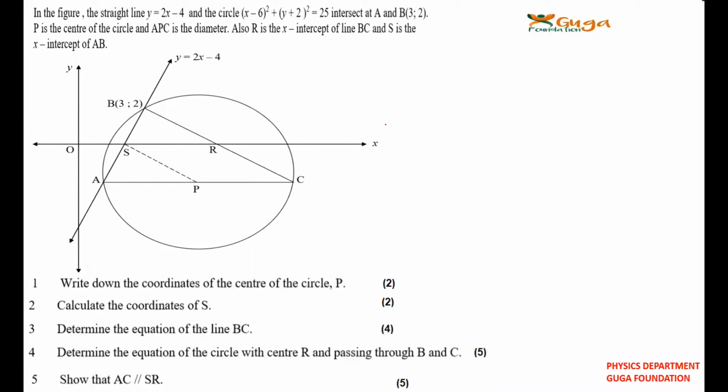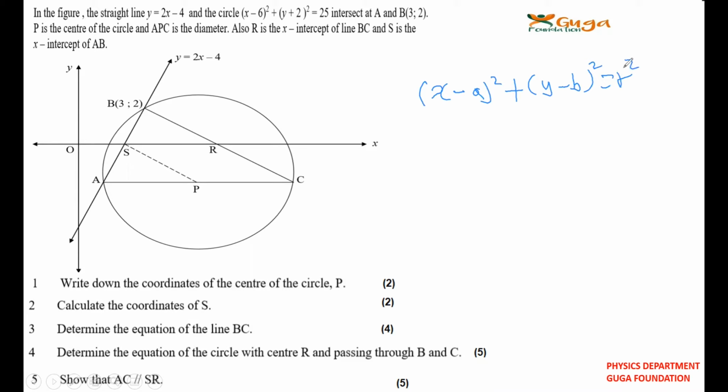Okay, I was still saying the formula for the circle at R. The formula is given by (x - a)² + (y - b)² = r².